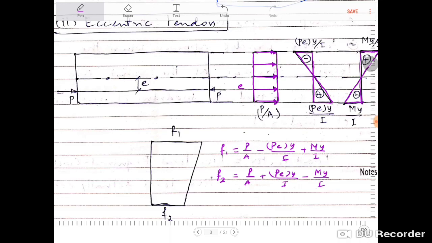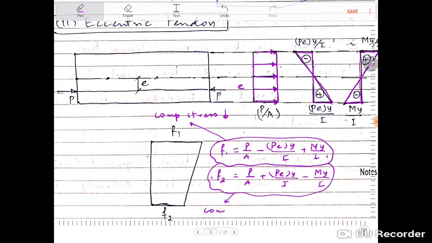Now you can see the benefits of having an eccentric tendon. So the first benefit is, it is reducing the top compressive stress. So compressive stress is getting reduced as compared to the concentric tendon, and the compressive stress at the bottom is increasing, right? Now why does this become a benefit? Because in the top, as the compressive stress is reducing, we will require a low grade of concrete as compared to the concentric tendon.